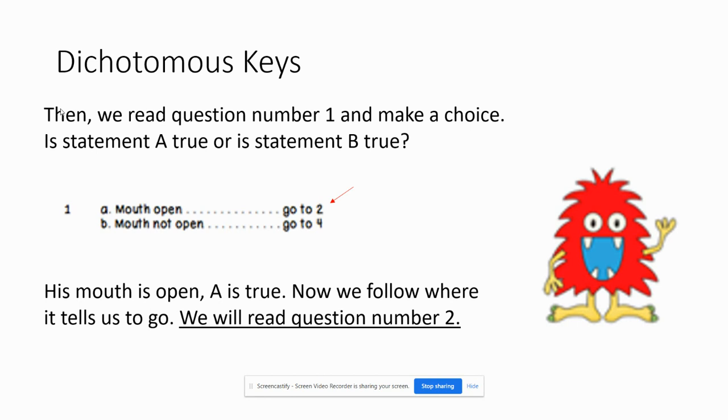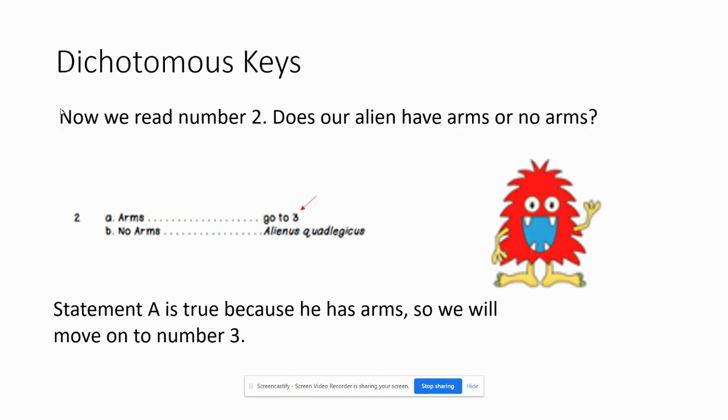At this point, if his mouth was not open, we would say, okay, letter B is true. So we would go to number 4. So you would be skipping some to go to number 4, but you always follow the directions that it gives you. It may seem confusing when you first start out, but you just do exactly what it tells you to do. So for our purposes, his mouth is open, so we're going to go to number 2.